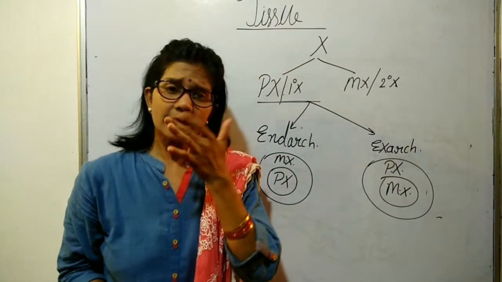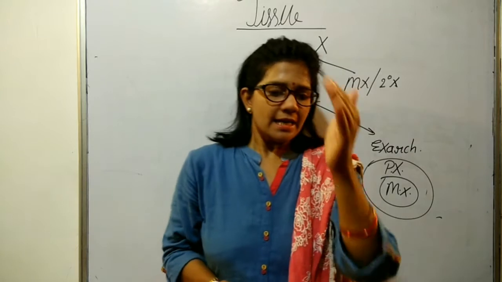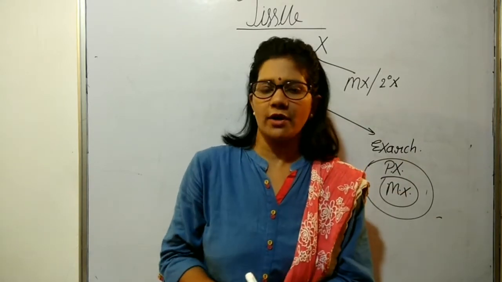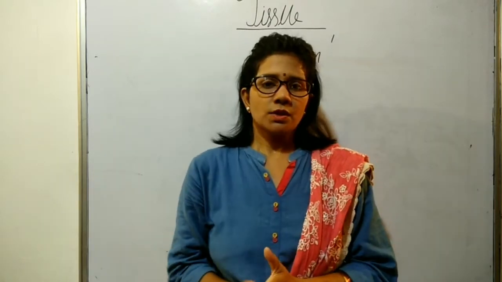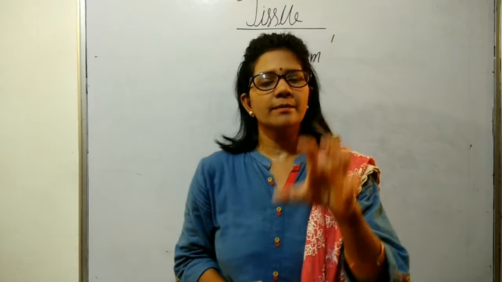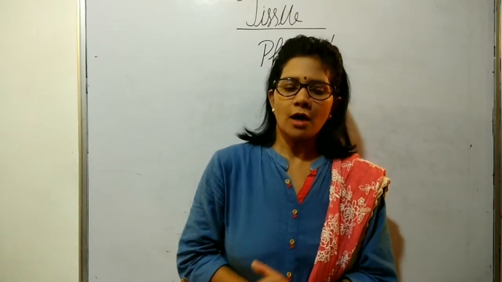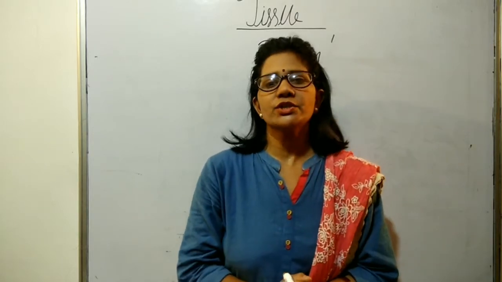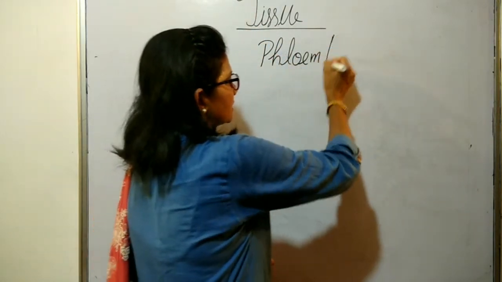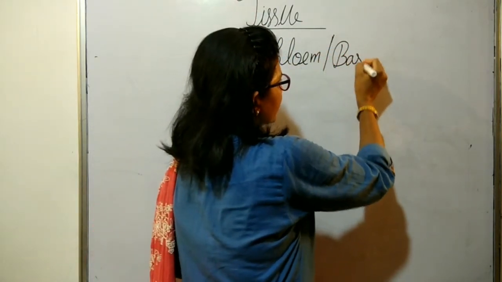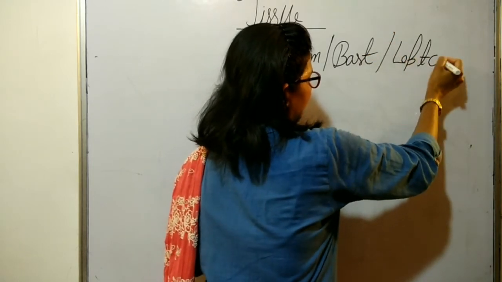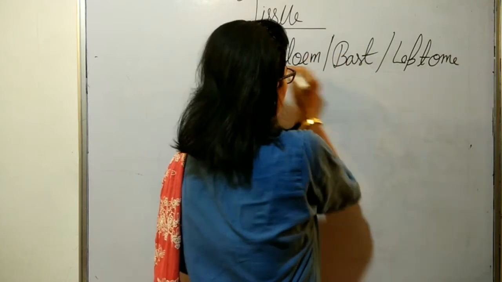Now let's discuss our next conducting system, which is the phloem. The next conducting component is a complex permanent tissue. It is the phloem. Phloem is also called bast, or it is also called the leptome. These are the different names of the same phloem.